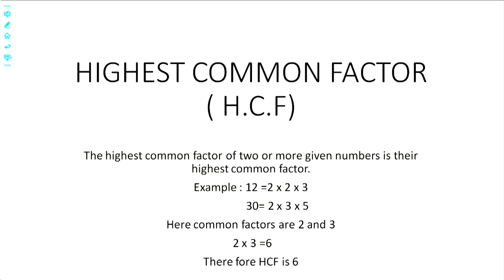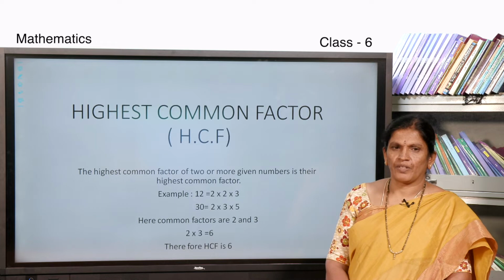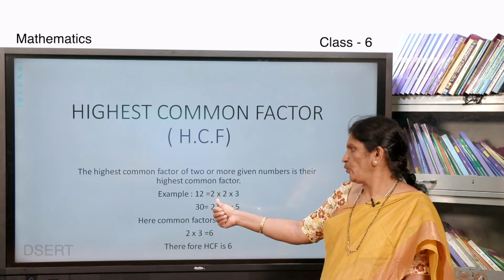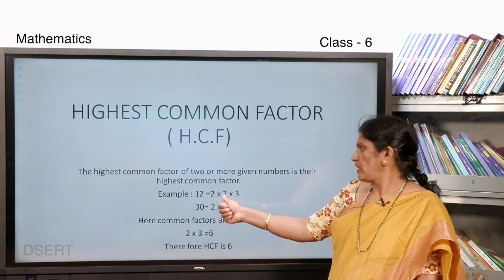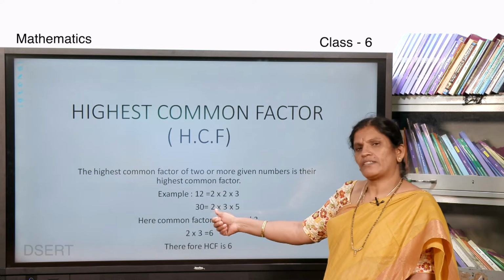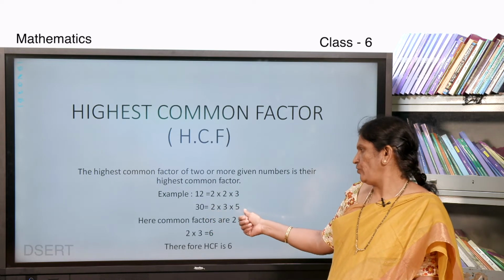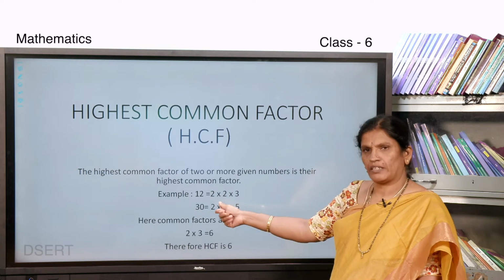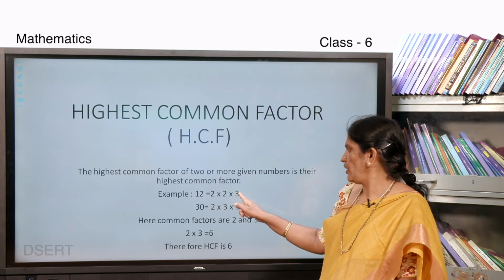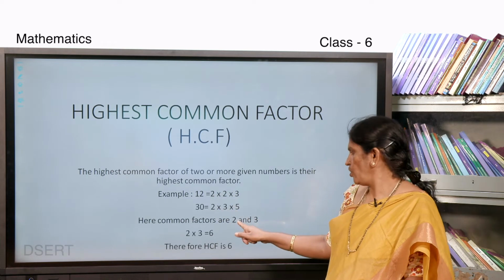See, the definition of highest common factor: the highest common factor of two or more given numbers is their highest common factor. For example, I have taken 12. Prime factors of 12 are 2 into 2 into 3. 2 2s are 4, 4 3s are 12. Next, 30. Prime factors of 30 are 2 into 3 into 5. 2 3s are 6, 6 5s are 30. Here the common factors are: here also 2, here also 2, here also 3, here also 3. So 2 and 3.